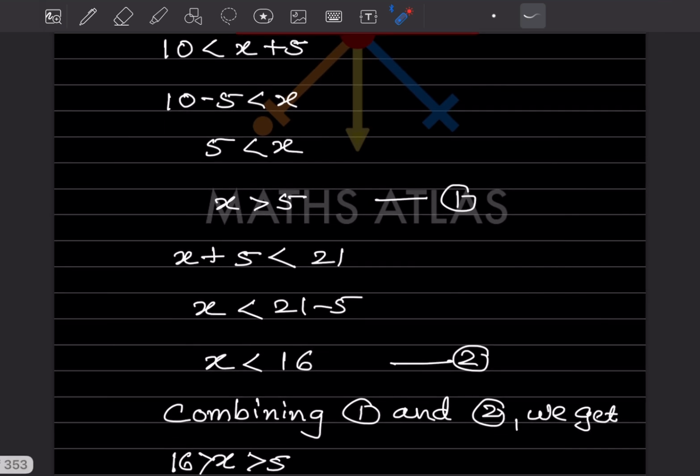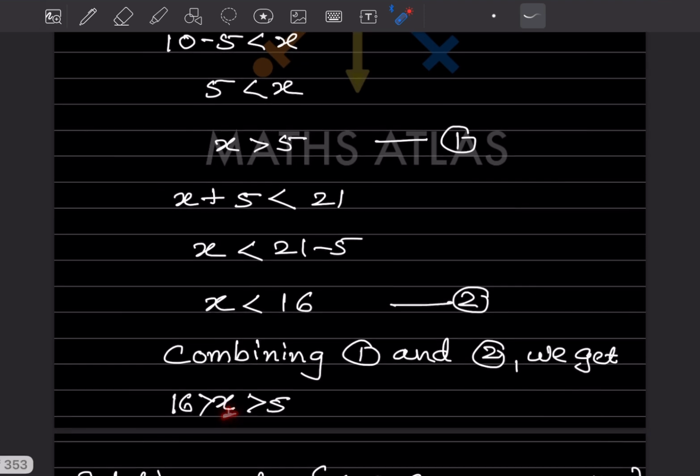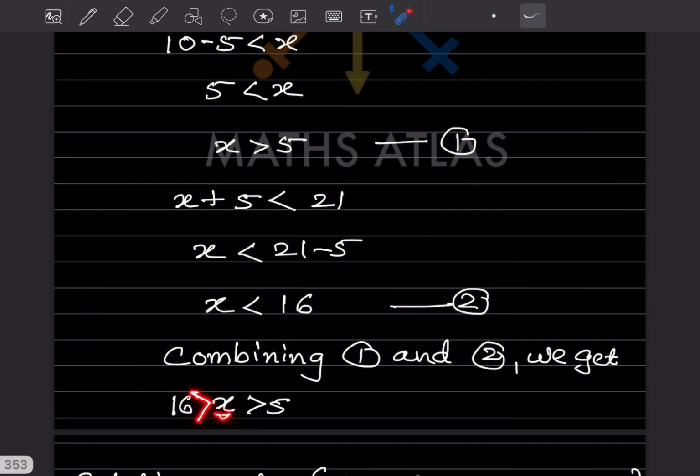So now what will you do when you are combining 1 and 2? What we get: here x was greater than 5 and here x is less than 16. So what we can do here, x is less than 16 means x will be in the middle. This says that x is less than 16 and this shows that x is greater than 5. So hope this sign is clear to you. Now this shows that x is less than 16 and when you compare this, x is greater than 5. So it satisfies both parts. So this step is very important.